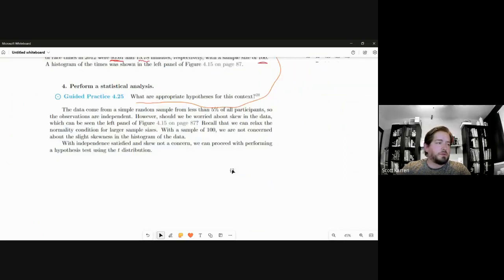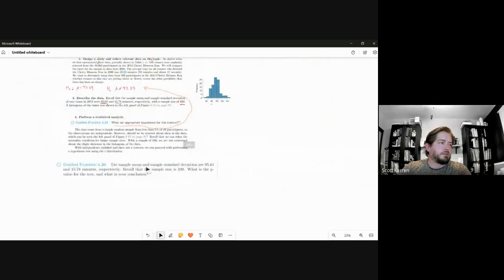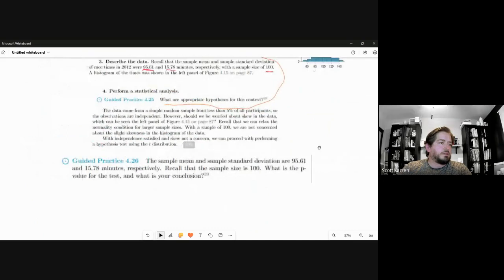There we go. The next question they pose here is, they give us this again. The sample mean and sample standard deviation are 95.61 and 15.78 minutes respectively. Recall that the sample size is 100. What is the p-value for the test, and what is your conclusion? Right. So let's figure out the standard error.